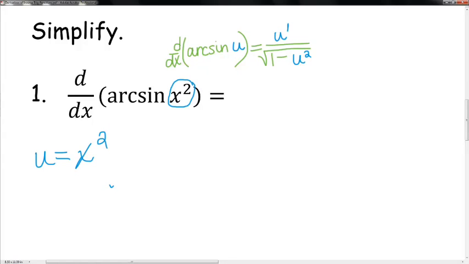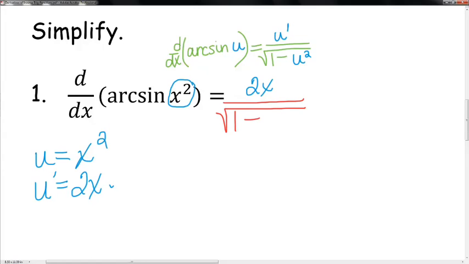One of the things I need to find is u prime. Well, that means I just take the derivative. So the derivative of x squared is 2x. And so I'm just going to use this little formula that I have up here and fill in my u and my u prime. So the derivative of arc sine of x squared, u prime goes on top, so that'll be 2x divided by the square root of 1 minus u squared. And so if I square x squared, x squared times x squared will be x to the 4th. And we are finished.